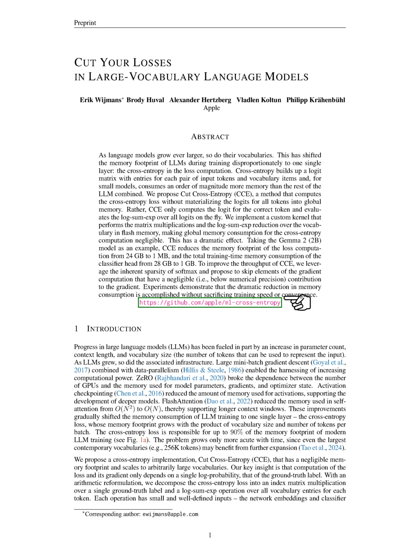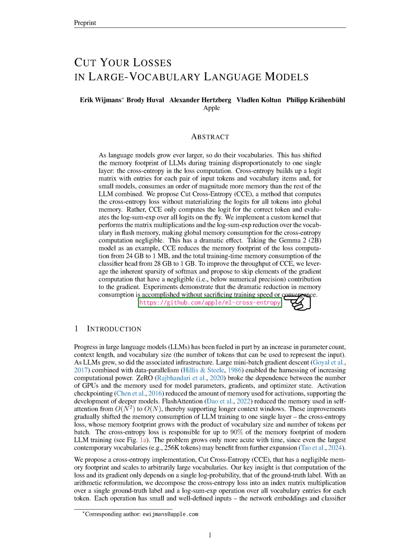Our main insight is that the computation of the loss and its gradient relies only on the log probability of the true label. By reformulating the arithmetic, we break down the cross-entropy loss into a multiplication involving an index matrix for the true label and a log-sum-exp operation across all vocabulary entries for each token. Each of these operations has small, well-defined inputs and produces a single output per token.